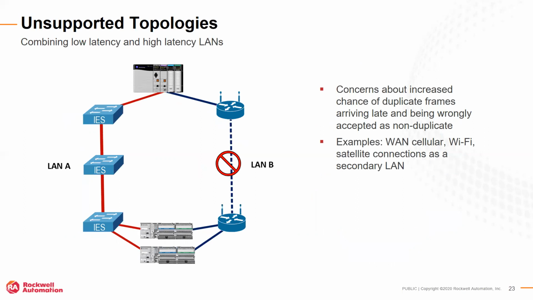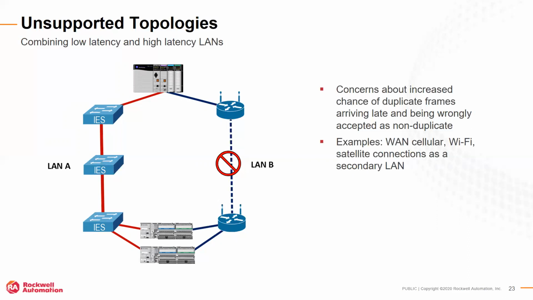Another thing that can create problems is when LAN A and LAN B are dissimilar networks. So you never want to combine a low latency and a high latency LAN together. Because inherently with the way that PRP works, you have two identical packets that are sent two different ways. If you have a significant time difference between one and the other, then you potentially have switchover issues and communication issues. And so you just want to stay away from it.